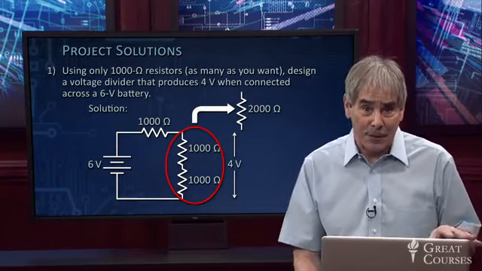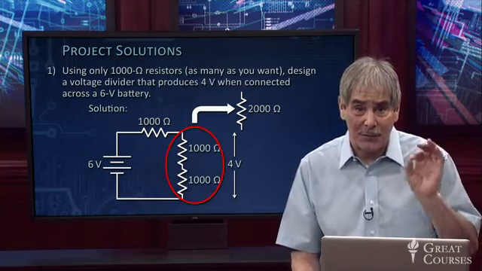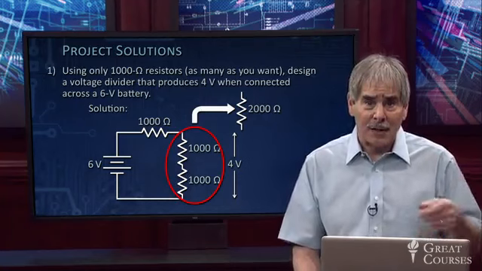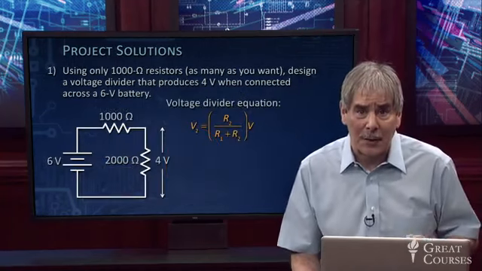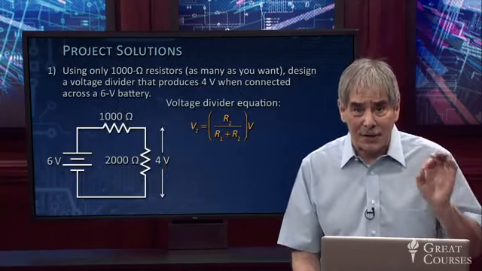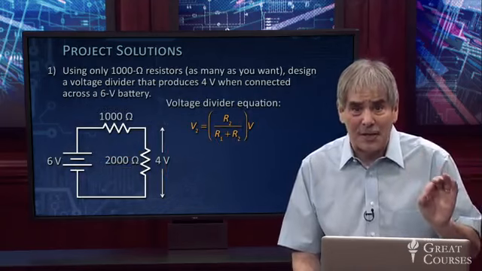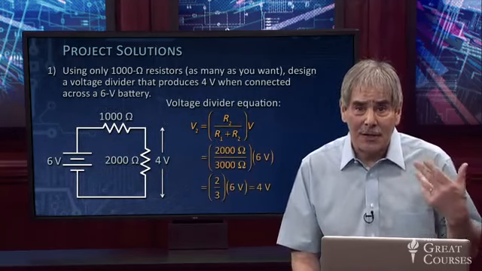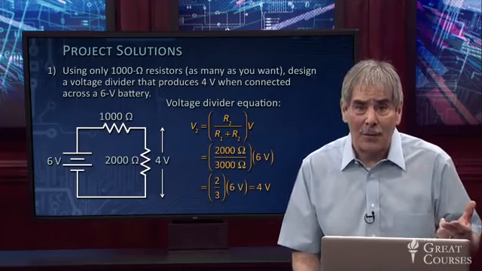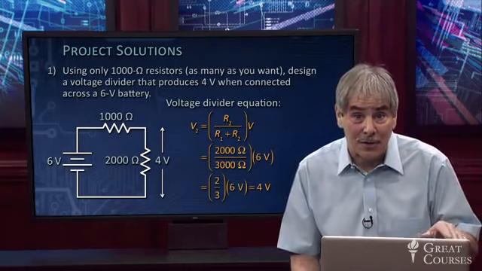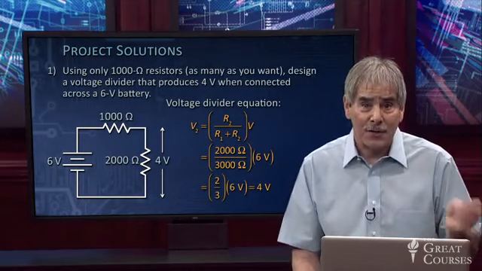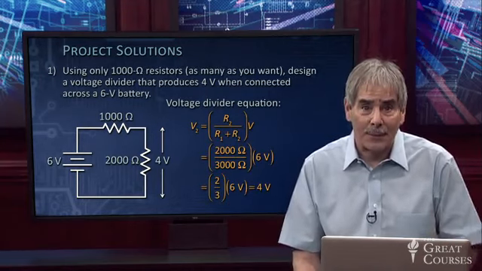So our circuit could be reduced simply to 6 volts, 1,000 ohms, and 2,000 ohms, where you made the 2,000 from two 1,000s. Let's check this out with our voltage divider equation. V2, we found, is the second resistor, the lower resistor, over the sum of the two resistors times the battery voltage. That's 2,000 ohms over the total, which is now 3,000 ohms, times 6 volts. That's 2/3 of 6 volts, or 4 volts. So we have exactly what we want.